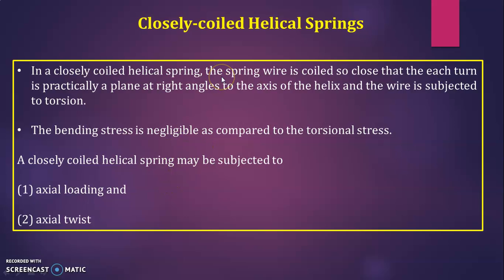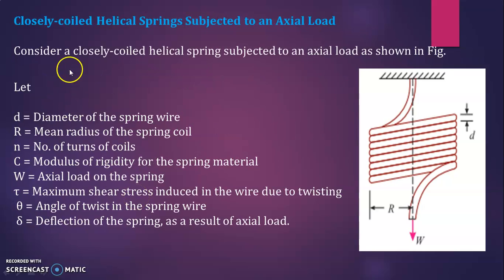These closely coiled helical springs are subjected to different types of loading. We will discuss first the effect on a closely coiled helical spring when it is subjected to axial loading, and then when it is subjected to axial twist. First, the closely coiled helical spring subjected to an axial load. This is the closely coiled helical spring subjected to the axial load W. This is the radius R and this is the diameter D of the spring coil. Let us consider a closely coiled helical spring subjected to an axial load as shown in the figure.